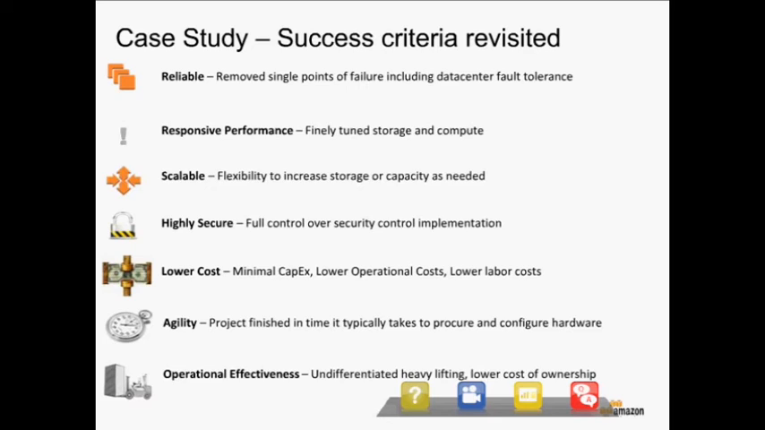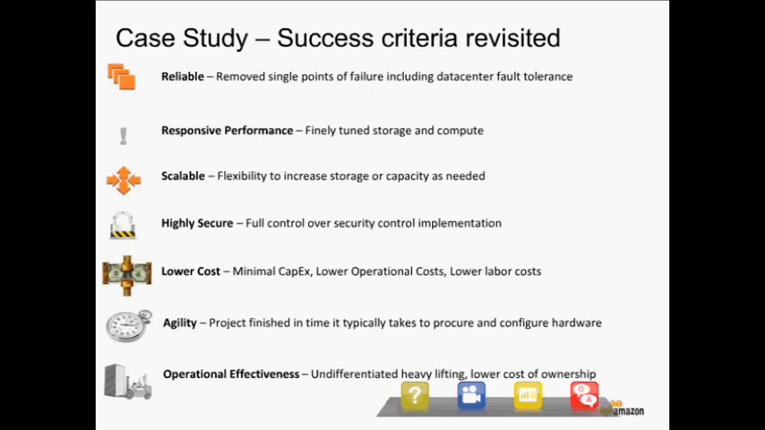Responsiveness. Obviously, you can finely tune your performance across any amount of configurable compute, storage and network. Scalable. As Anthony had mentioned, scale outward, not upward. You have the ability to increase storage or capacity as needed. Highly secure. Obviously, security is a number one priority. By having an Exchange infrastructure that you have full control of, you can add your own security requirements to it. You can add your own applications to support it. You have a lot more control above the hypervisor for your solution.